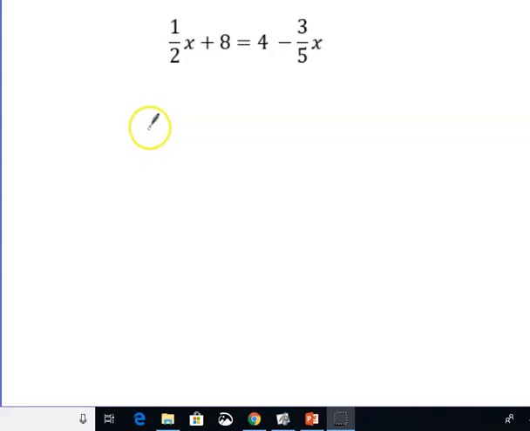The purpose of this video is to show you how to take equations that have fractions and decimals and make them a little simpler to solve. So first I want to solve this equation, but I want to do it in a way that maybe you would think to do it.